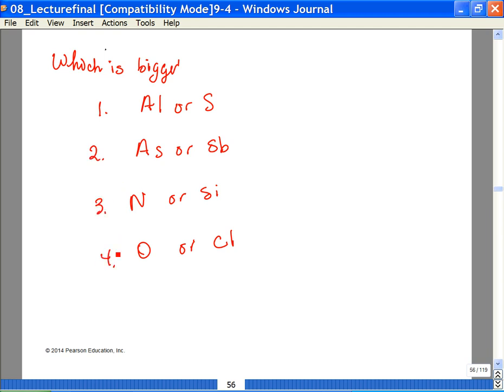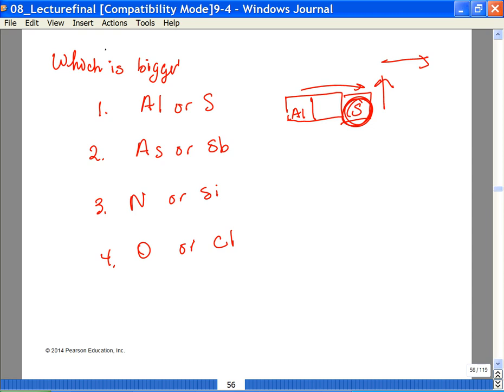These examples are on page 361 of your book. So this is our relationship, our trend. Looking at the periodic table, which is bigger, aluminum or sulfur? Aluminum is to the left of sulfur. It gets bigger as you go this way, right? So sulfur is the biggest.